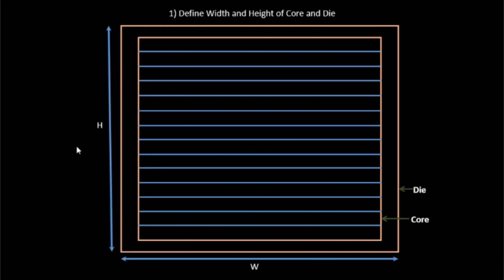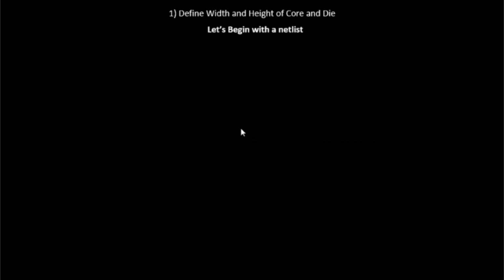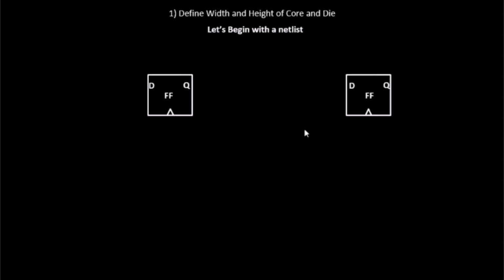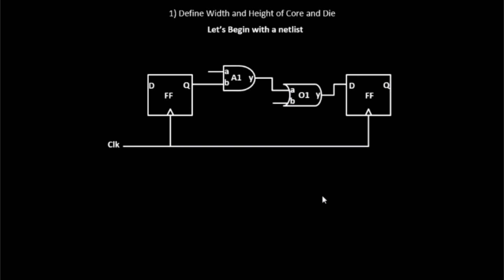H. What we'll do is start with a basic netlist, and the basic netlist that we'll be using is, let's say, two flip-flops, the launch flop and the capture flop, with a simple combinational logic in between them. Our netlist will consist of only this for now. Let's take this as an example to identify the width and height of the core and die, and then this can be extrapolated to millions of gates.